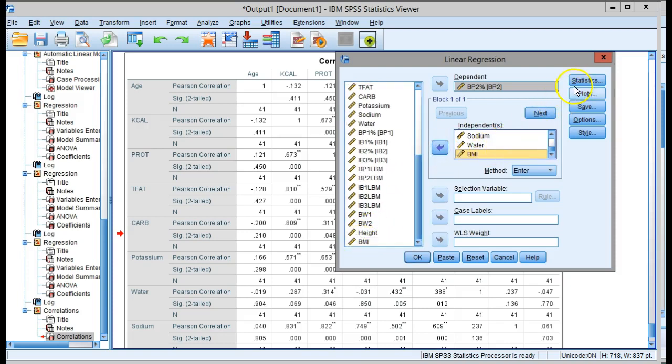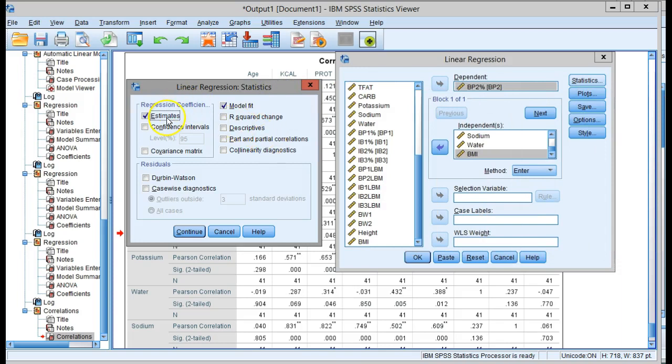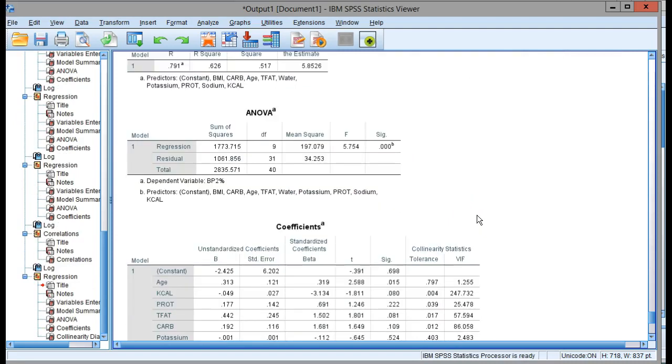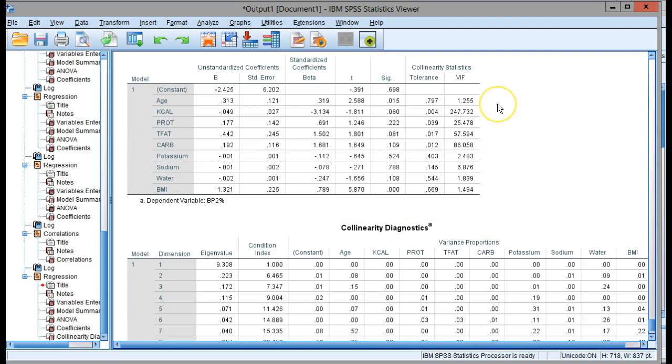Okay, now if I click under statistics, here's the box that I get. You get the estimates for your regression coefficients, and when you look at all these other options, I'm going to click on collinearity diagnostics, and this is really the box that you need to click so you can get those VIF values. Okay, so I'm going to click OK here, and now I'm just going to scroll down to what interests us, which is here.